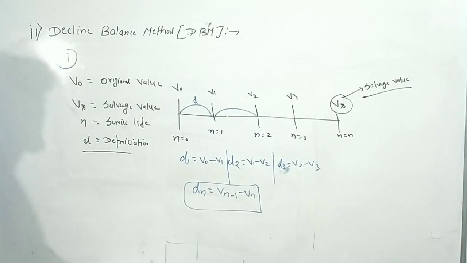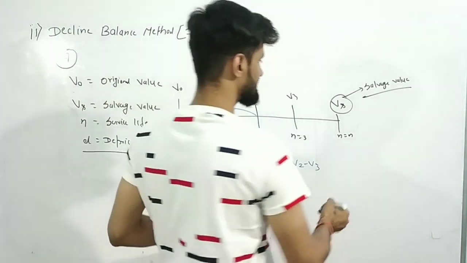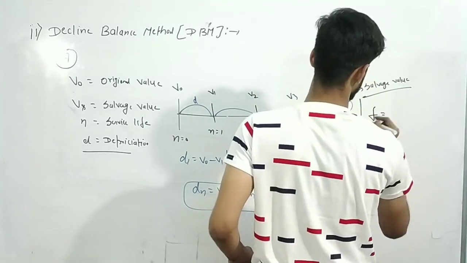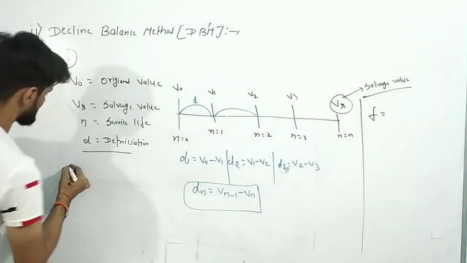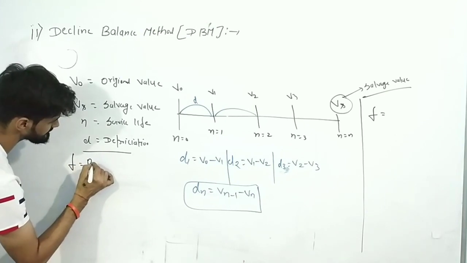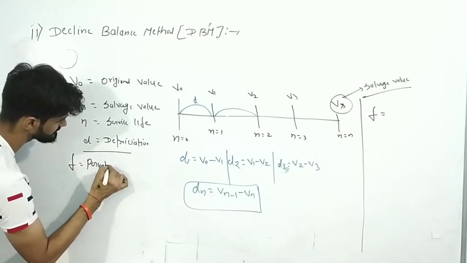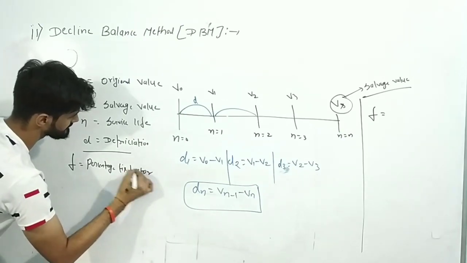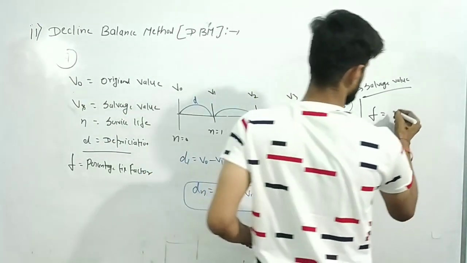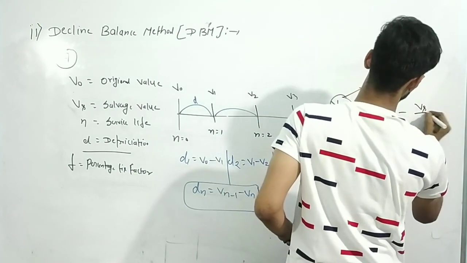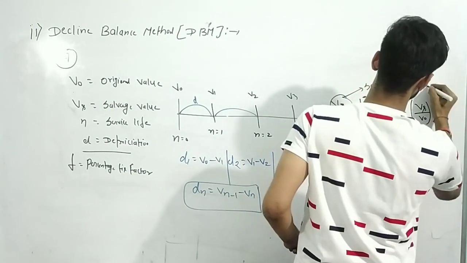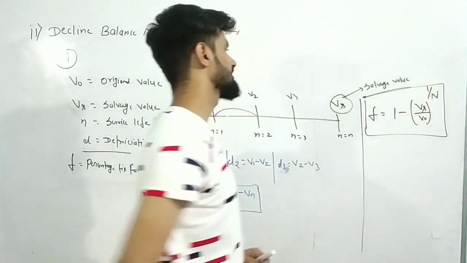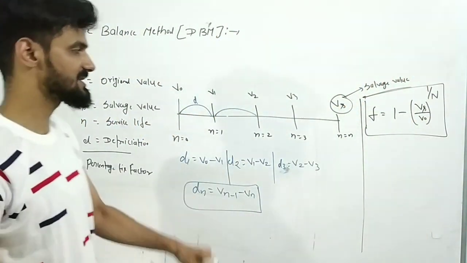Now understand one thing: how will you calculate the percentage fixed factor? It is denoted by F. Here I am writing the percentage fixed factor F. F is equal to 1 minus (Vs upon V0) whole to the power 1 by n. Vs upon V0 whole to the power 1 by n. That is the percentage fixed factor.